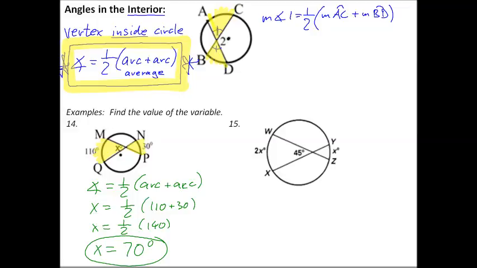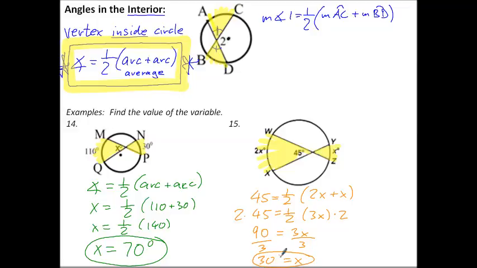And on to example 15. Our flashlight shows us that our angle that's measuring 45 degrees creates this arc and that arc, and both arcs are given only with an expression and a variable, but we know what the angle is. The angle is 45 degrees, and 45 is equal to 1/2 of 2x plus x. 45 is equal to 1/2 times 3x. Let's get rid of our fraction by multiplying by 2 on both sides. 90 is equal to 3x, and as we divide by 3, we realize that x is equal to 30 degrees.